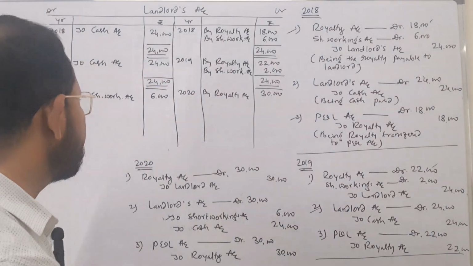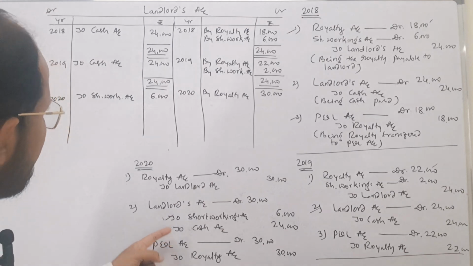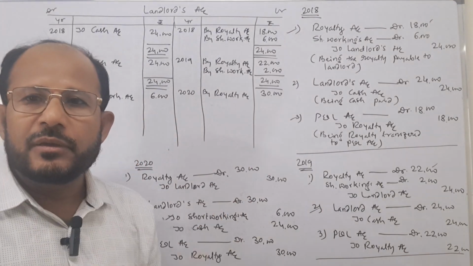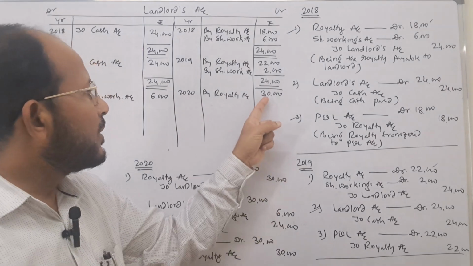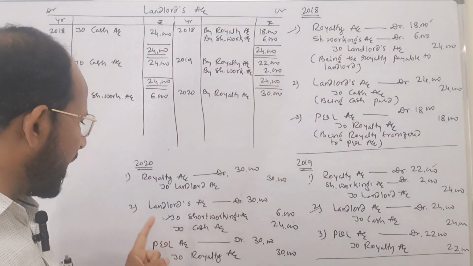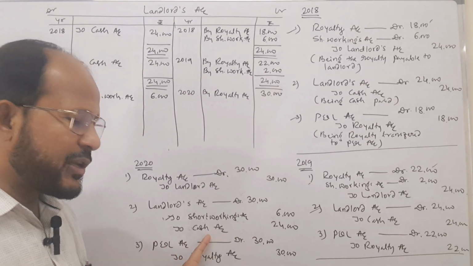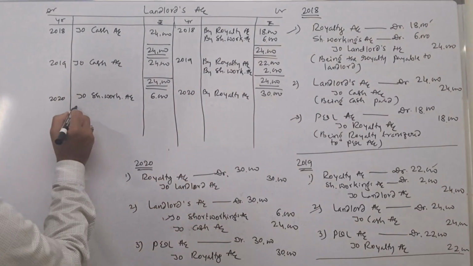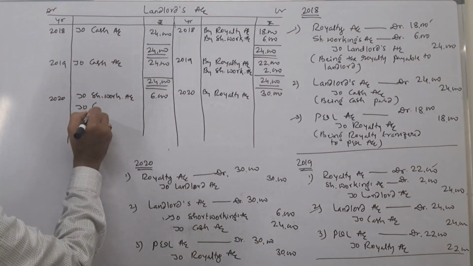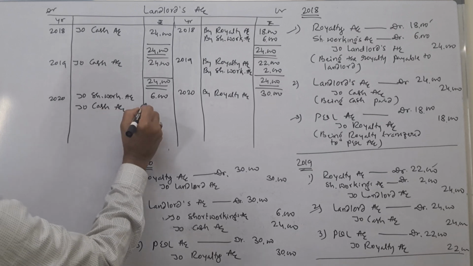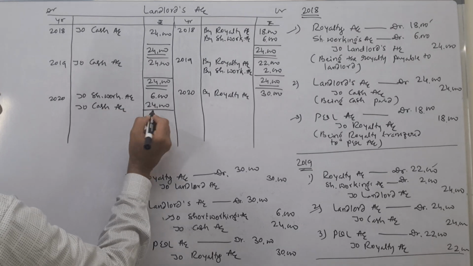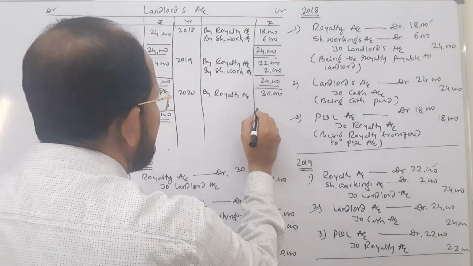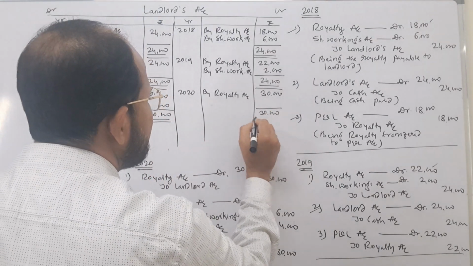Next one is, you see, after a recovery of rupees 6,000, how much amount remains? 24,000. Therefore, when the cash is paid to the landlord, cash account is credited with the amount of rupees 24,000. Therefore, here we have to write landlord's account is debited and cash account is credited rupees 24,000. Now it comes to rupees how much? 30,000 and 30,000. Very simple thing.